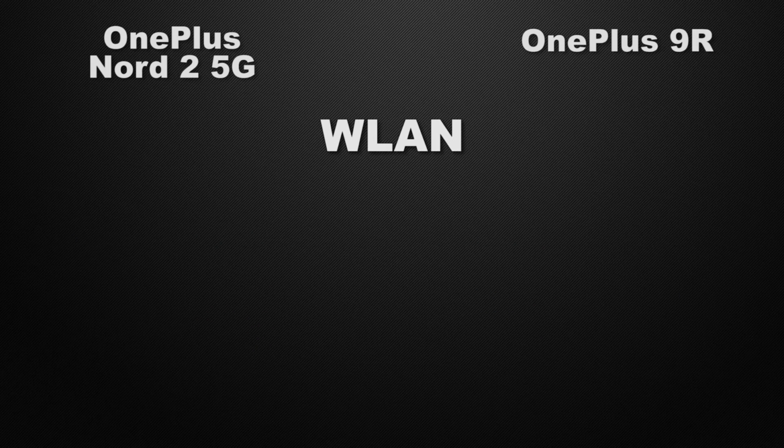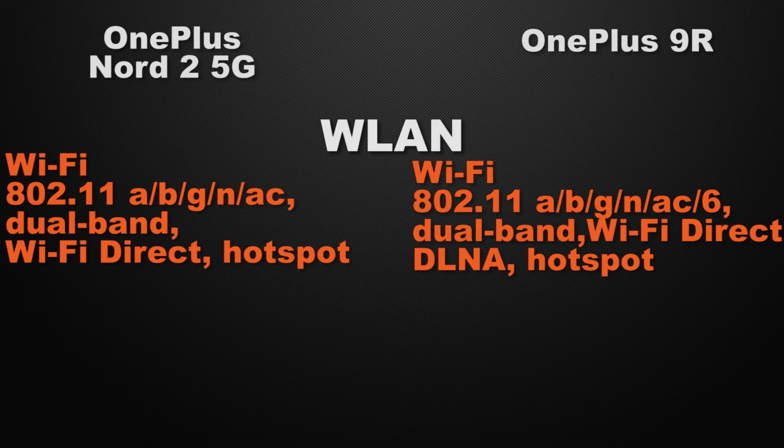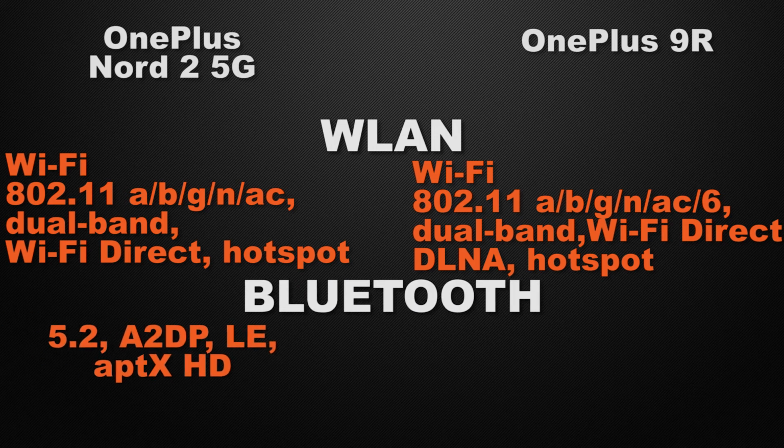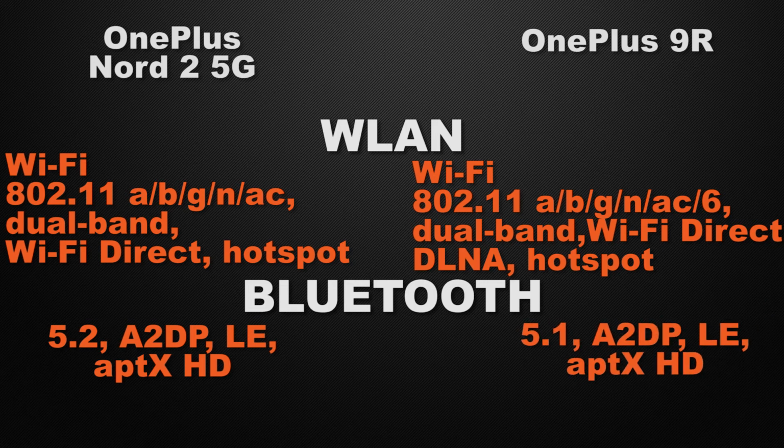Moving to the communication chips in the devices, starting with the WLAN of the devices. Both of the devices come with Wi-Fi AC, dual band Wi-Fi, Wi-Fi Direct and hotspot, but 9R has the 6th generation of Wi-Fi which provides more coverage area and more speed, so the winner here is 9R. And about the Bluetooth version of the devices, Nord 2 has Bluetooth 5.2, whereas 9R has Bluetooth 5.1, so the winner here is Nord 2 because it has the newer generation of Bluetooth.